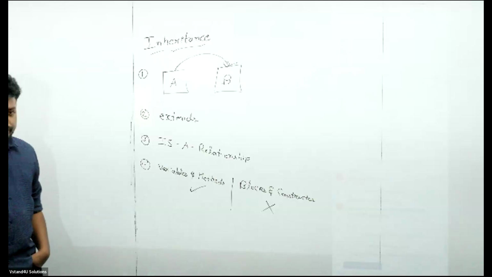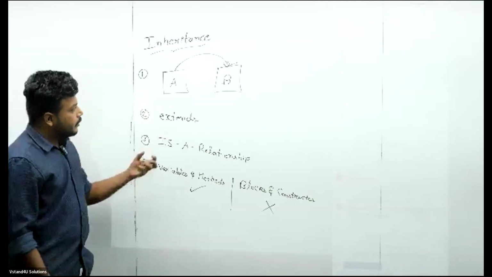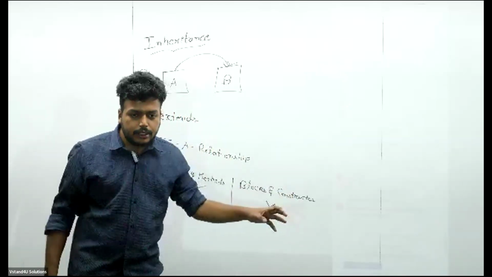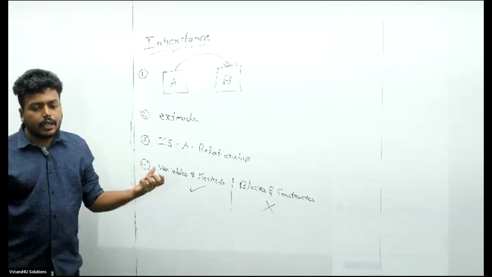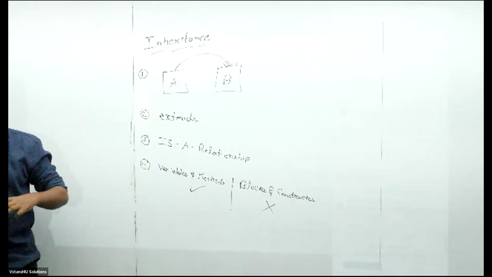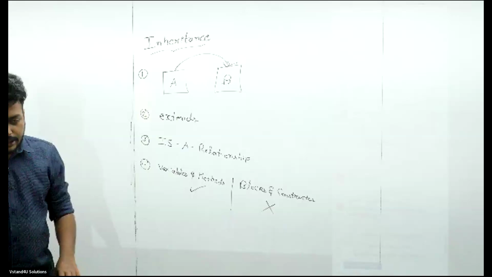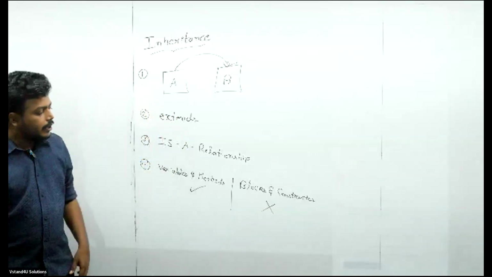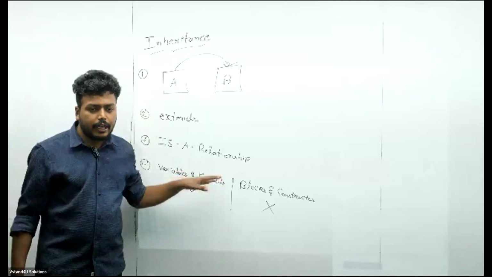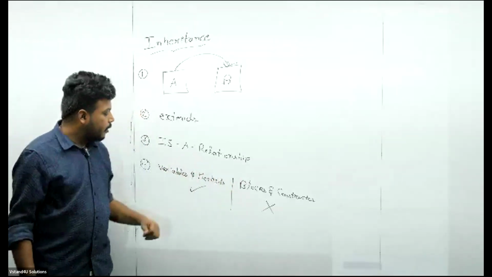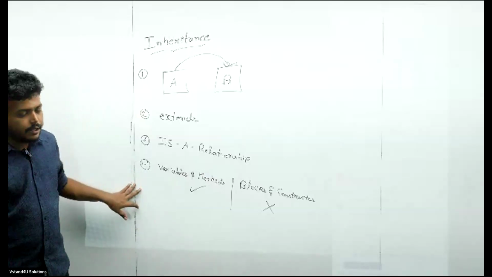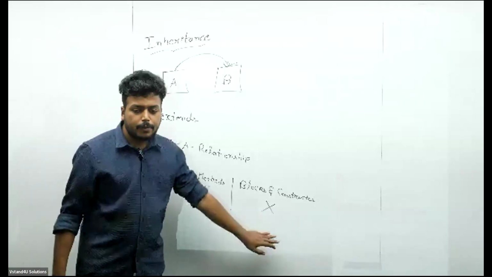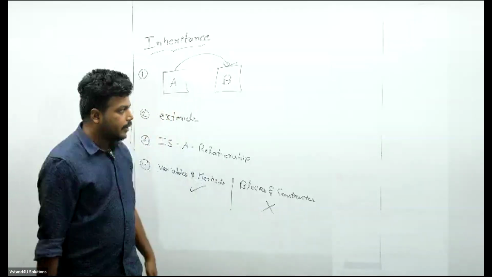Now, what is inheritance? The process of giving properties to one class, and accepting and acquiring the properties from the superclass, is nothing but inheritance. For inheritance, we need the extends keyword. Inheritance is also referred to as an is-a relationship. Variables and methods can be inherited, but blocks and constructors cannot.